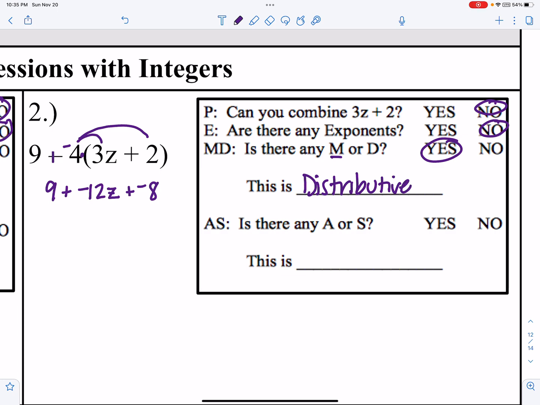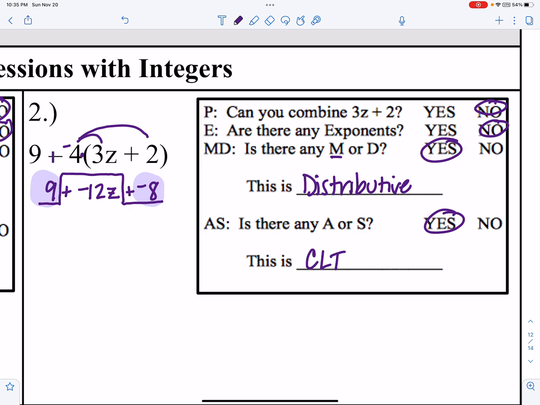Now, is there any addition or addition through KFC? Yes, this is combining like terms. So that's where we are now. So I have this constant of 9, and then I have this negative 12z, and I have a negative 8. And so let's go ahead and highlight our constant of 9 and the constant of negative 8. When we combine those together, we get a positive 1 or a plus 1.